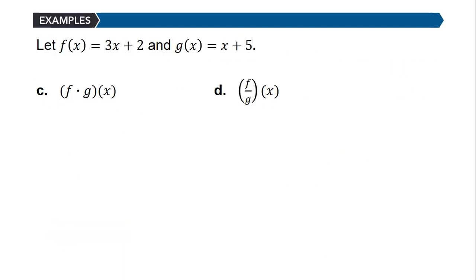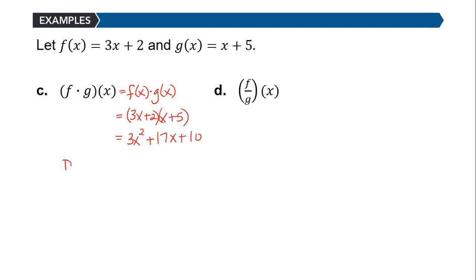Part C is to find f times g of x for these two functions. So this is f of x times g of x, which will be in parentheses 3x plus 2 times in parentheses x plus 5. And we can distribute to get 3x squared plus 15x plus 2x is plus 17x and plus 10.